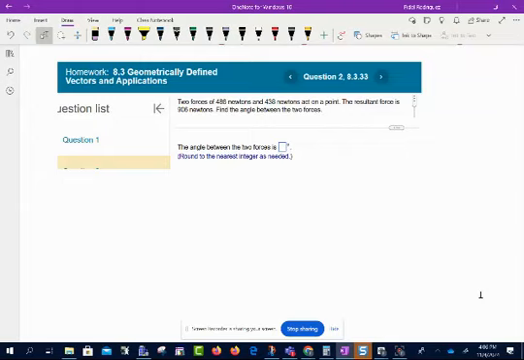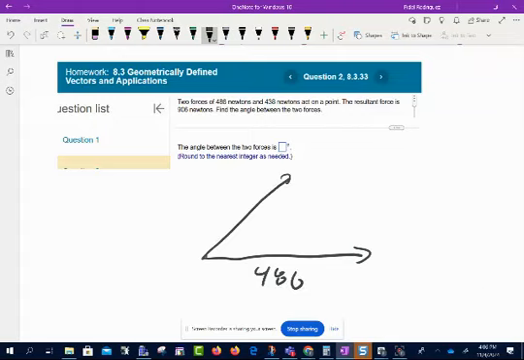Okay, so y'all, what I'm going to do here, I'm going to draw a picture. We have some point and we have two forces. One of them is 486 newtons, and the other one, my friends, is 438 newtons. And then it says the resultant force is 906. So, y'all, the resultant force is going to be this one that comes out here, and we know that's going to be 906. And what we're looking for is the angle between these two forces. We're trying to see if we can find that angle.